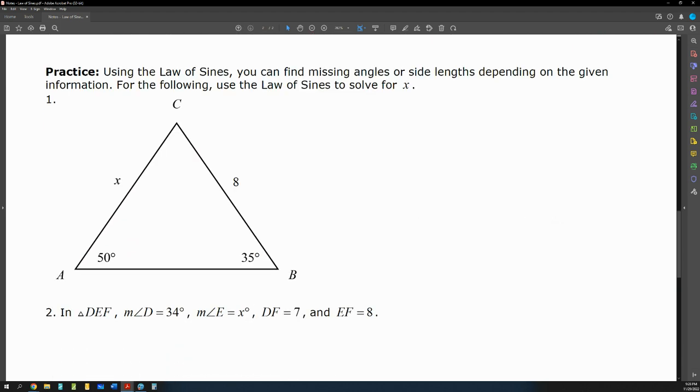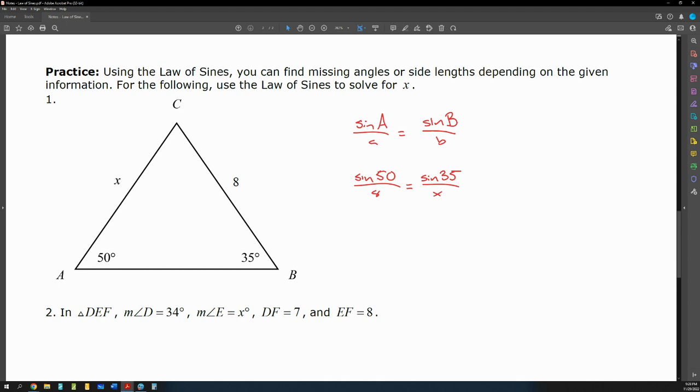Okay, so let's get some practice. Using the law of sines, let's go ahead and find the missing side length or angle designated by x. So for number 1, we have triangle ABC. I notice that we have angles A and B, and side lengths A and B, where B is defined as x. So I'm going to go ahead and write out my law of sines. Sine of A over side length A is equal to sine of B over side length B. So sine of angle A is 50 degrees, over side length A, the side length across from it, is 8, is equal to sine of B, which is 35 degrees, over side length B, which is x.